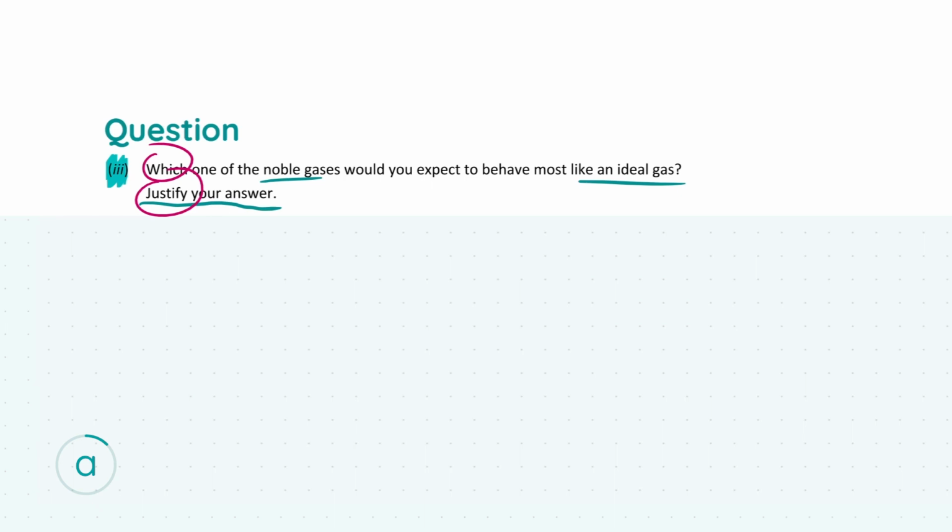Now, if you don't give the correct noble gas, then you won't be able to get the marks for justifying it. But if you got the noble gas and you made a mistake with the justification, you will get some marks.